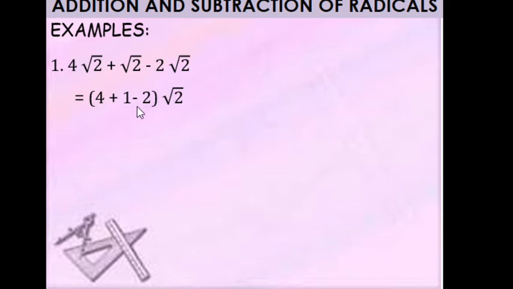So, pwede na nating i-add yung kanyang mga coefficients. So, 4 plus 1 is 5 minus 2. So, we have 3 square root of 2. So, that is the final answer. So, dito, mapapansin nyo, dahil nga magkakatulad na siya ng radicals, kinopya na lang natin dito yung radicals na square root of 2. Then, ini-add lang natin yung kanyang mga coefficients.